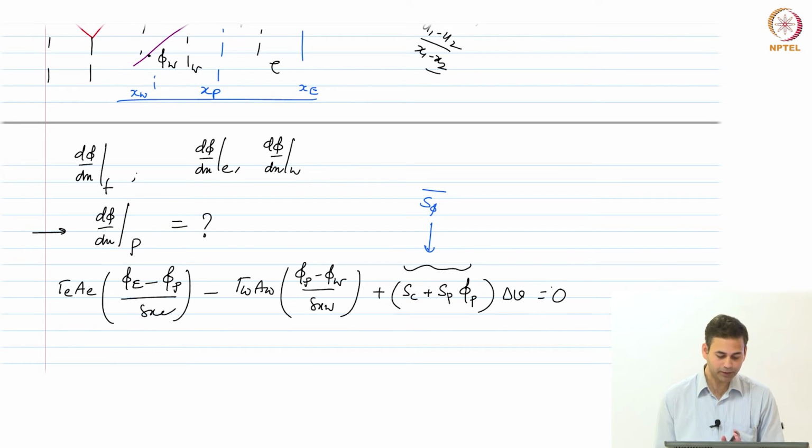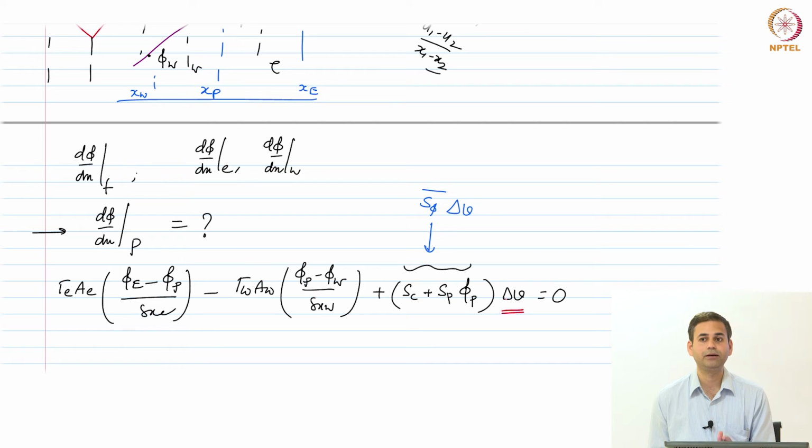If you take some books, maybe Versteeg and Malalasekera, they would probably include the delta V also as part of the S phi bar. So they would introduce a model for S phi bar delta V, for the entire thing as SC plus SP phi P. We are not doing that, we are only doing a linear model for S phi bar. That means we still have this delta V term multiplying our SC plus SP phi P. SC and SP are constants within the cell.